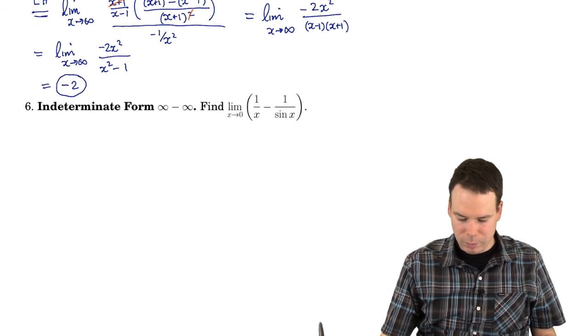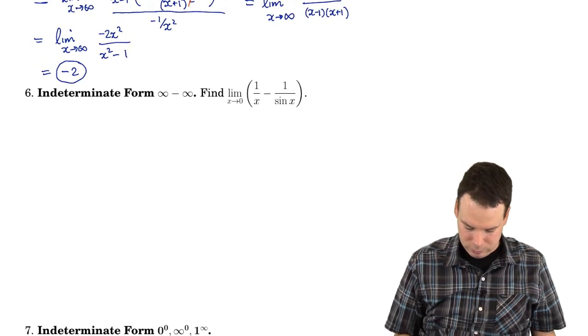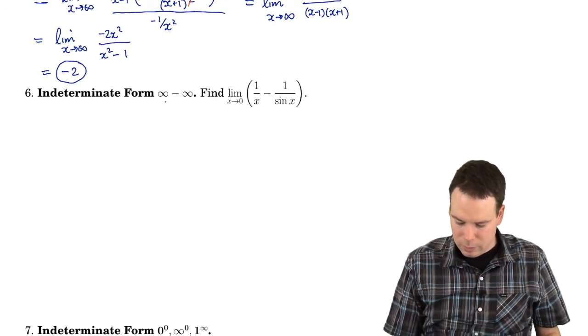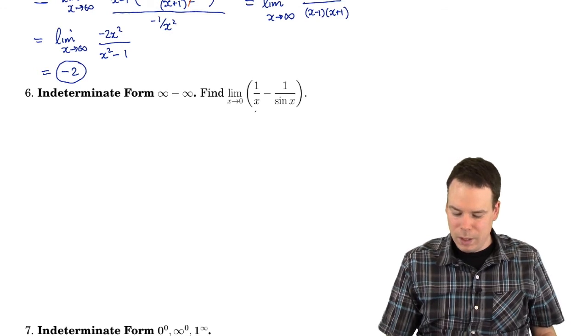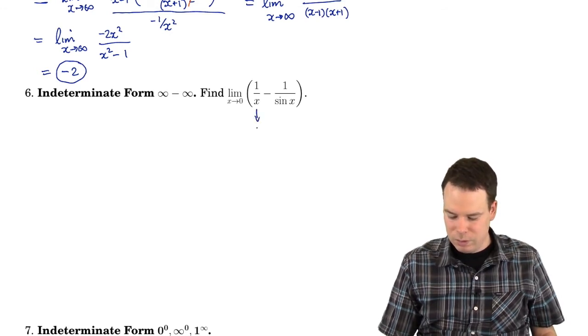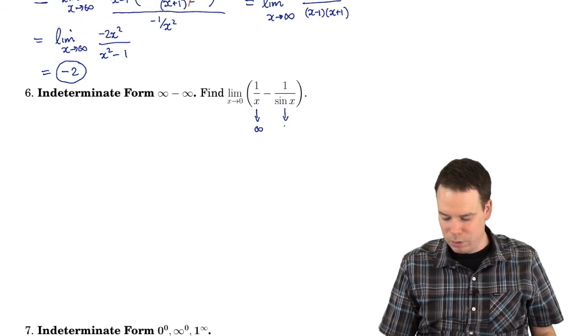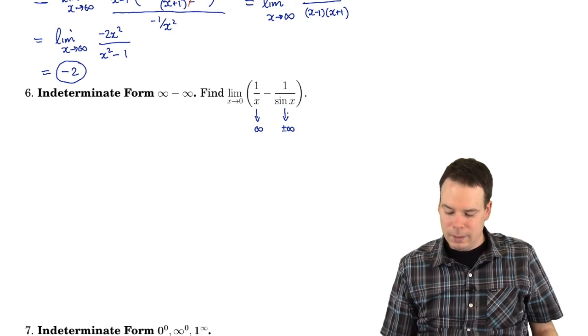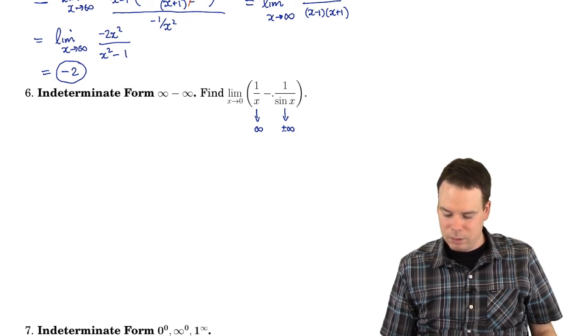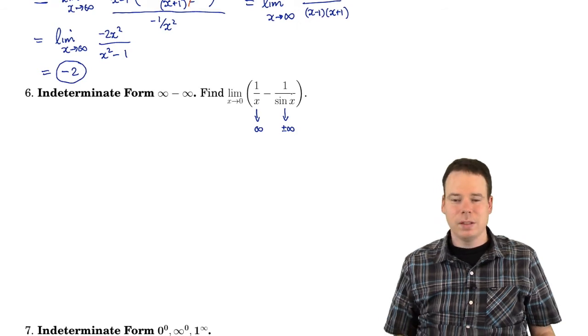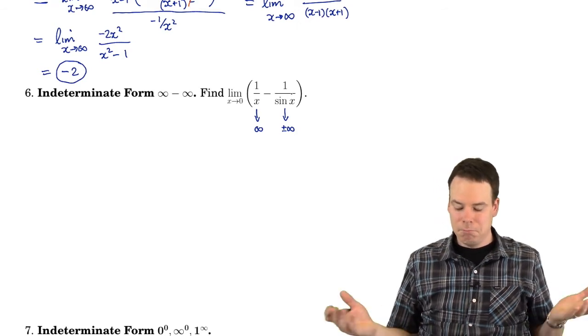Let's look at another example. This is of type infinity minus infinity. So we have as x goes to 0, this goes to infinity. As x goes to 0, this goes to, well, it depends on which side of 0 you're coming from. It's either positive or minus infinity. What's happening here? Infinity minus something going to infinity.